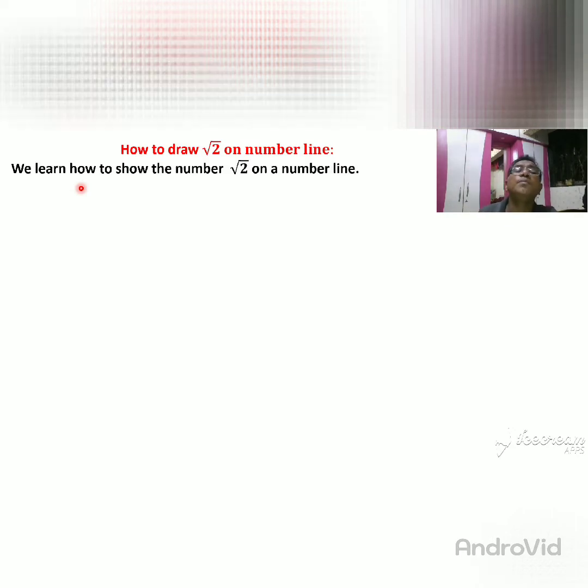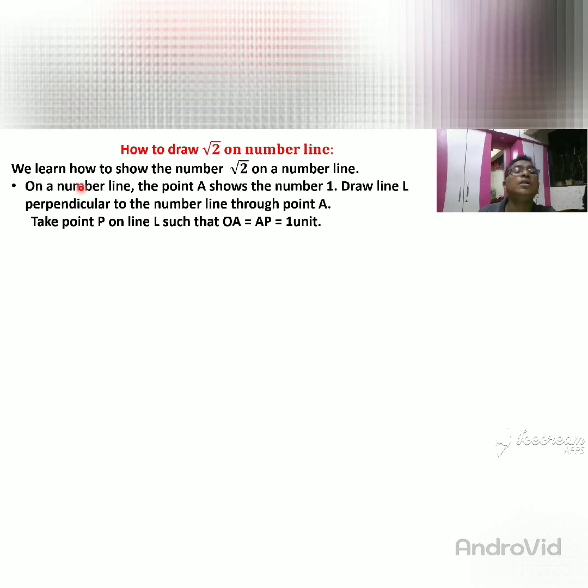Suppose some students don't know what a number line is, then they must remember it in single words: a number line means a line having numbers. So how can you draw root 2 on the number line? For that purpose, the book gives you the process. What does it say? On a number line, the point A shows the number 1.